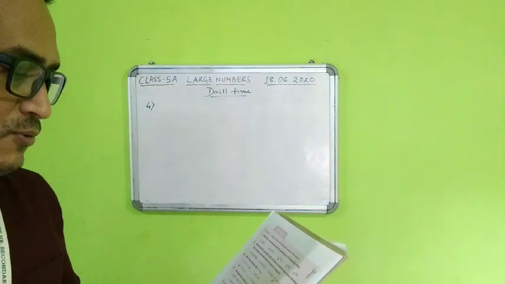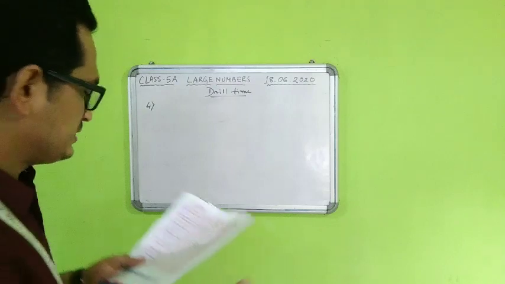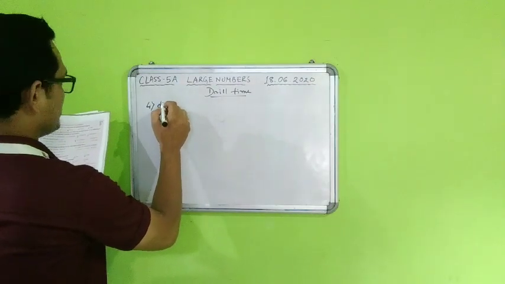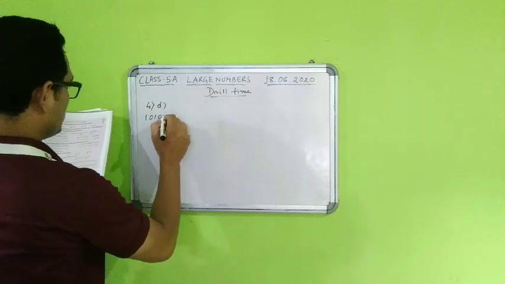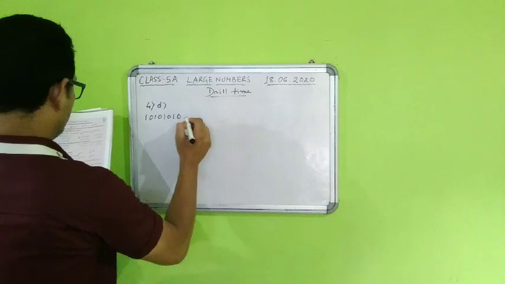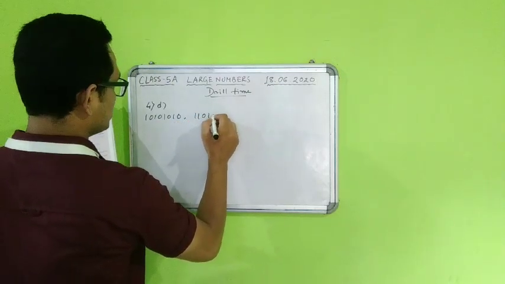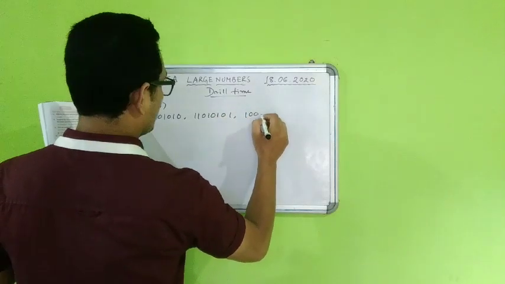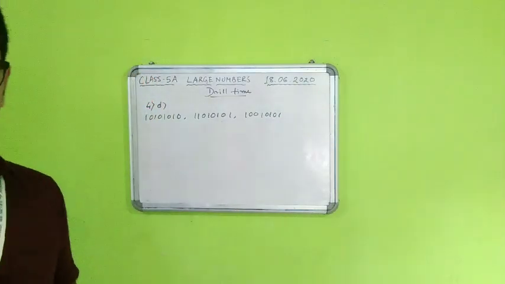Because this has so many 1s and 0s, it may create confusion for you. So let us go ahead with that. Number 4, D. It is given 1 0 1 0 1 0 1 0. The next one 1 1 0 1 0 1 0 1 and 1 0 0 1 0 1 0 1. Okay, so we got the numbers here.